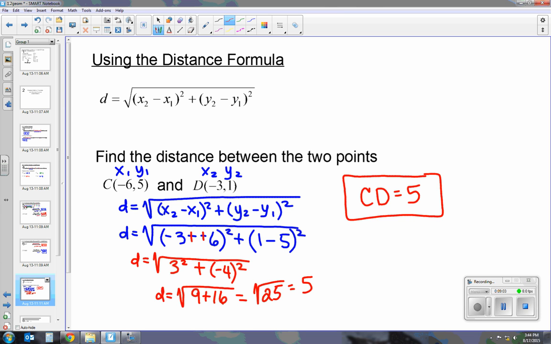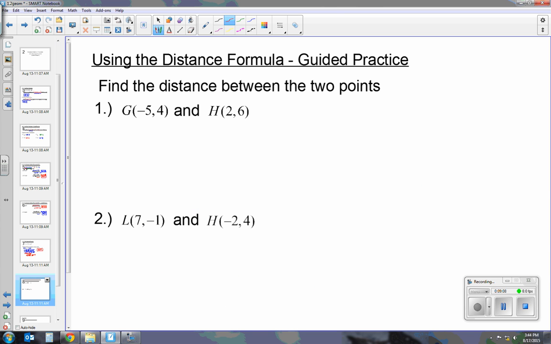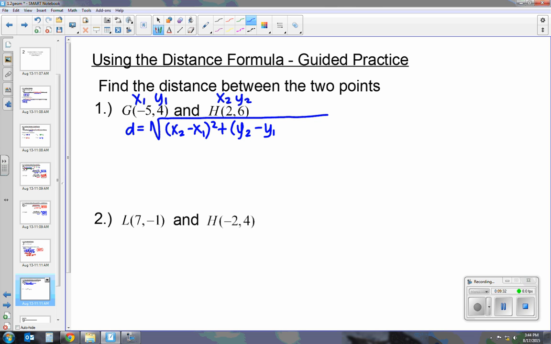All right, let's do 2 more examples for these. Okay, so for number 1, I give you points G and H. First thing we're going to do is we're going to label. So we have x sub 1, y sub 1, x sub 2, y sub 2. All right, so I'm going to write down my distance formula. The square root of (x sub 2 minus x sub 1) squared plus (y sub 2 minus y sub 1) squared. And now I'm going to plug in.